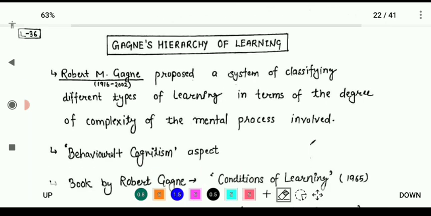Okay, so we are going to see the topic of Gagne's hierarchy of learning. Robert M. Gagne proposed a system of classifying different types of learning in terms of the degree of complexity of the mental process involved. We can classify the types of learning on the basis of how much mental process is involved in that particular type of learning. According to that, he classified different types of learning.